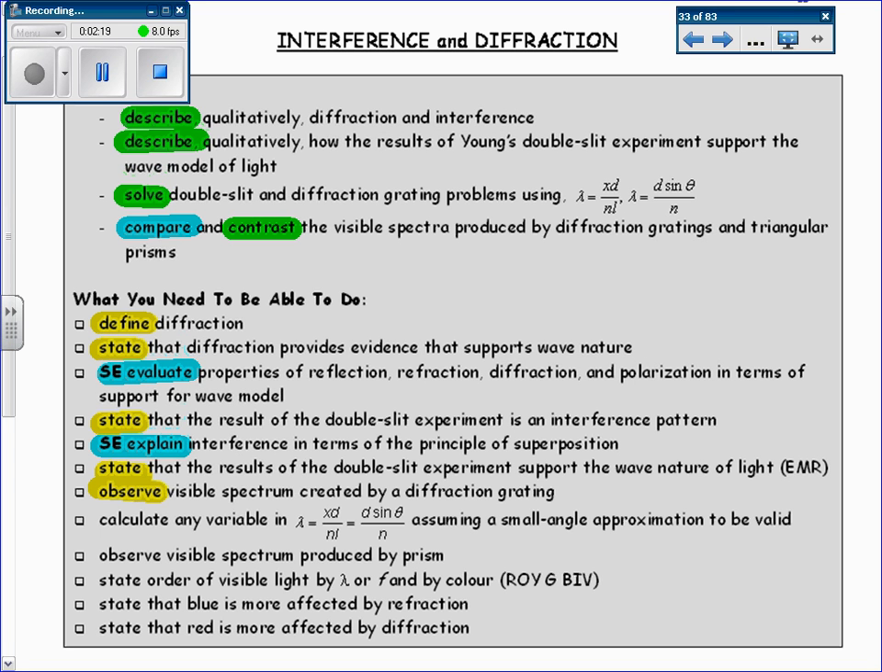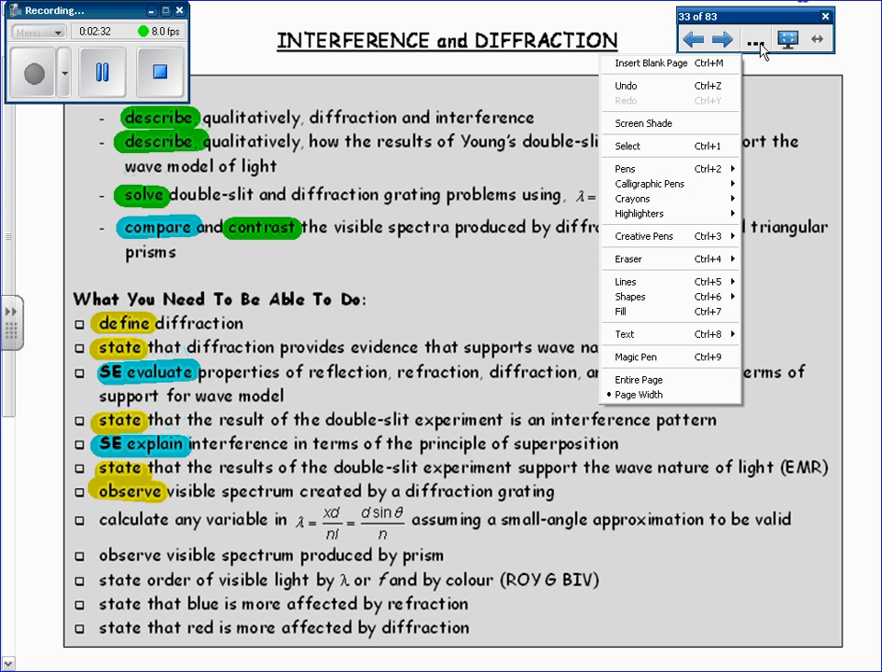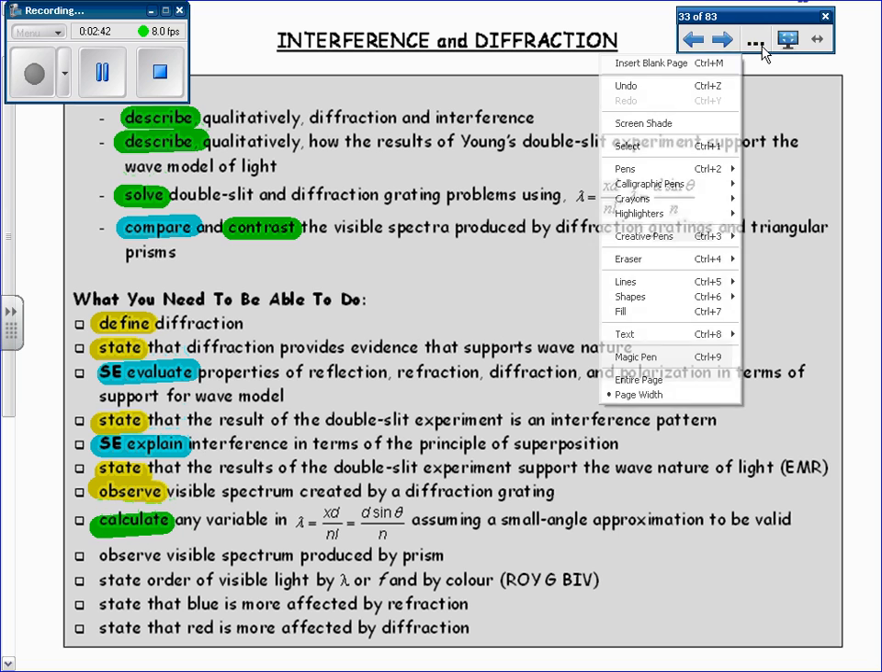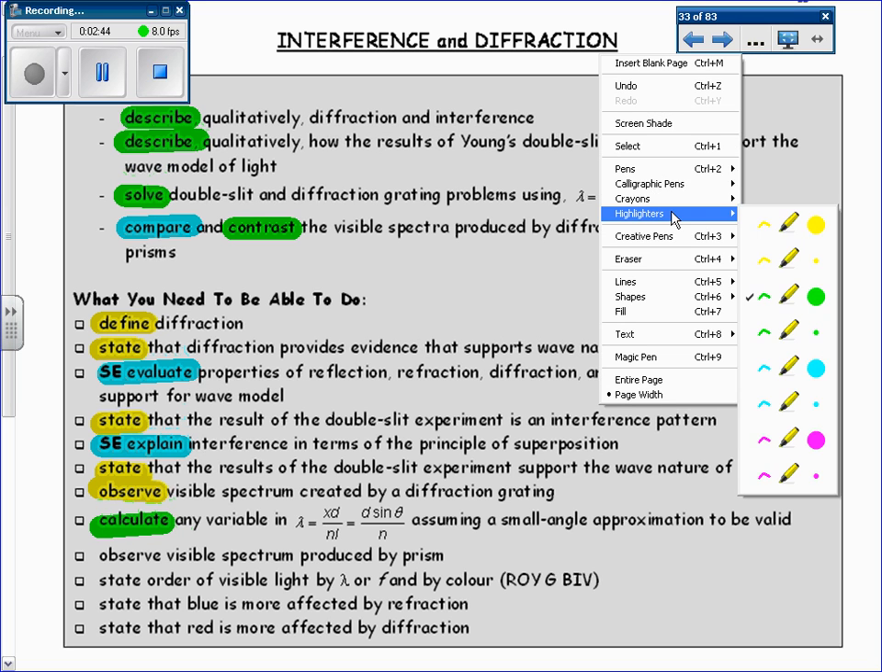Calculate any variable in either of those equations. So lambda is equal to xd divided by nL, or lambda is equal to d sine theta over n, assuming a small angle approximation to be valid. And that will make more sense once we actually talk about what I mean by small angle approximation. So that's green. Observe visible spectra produced by a prism. We haven't done that yet, and we will. That's just a lot harder to do. But we'll look at that on Monday.